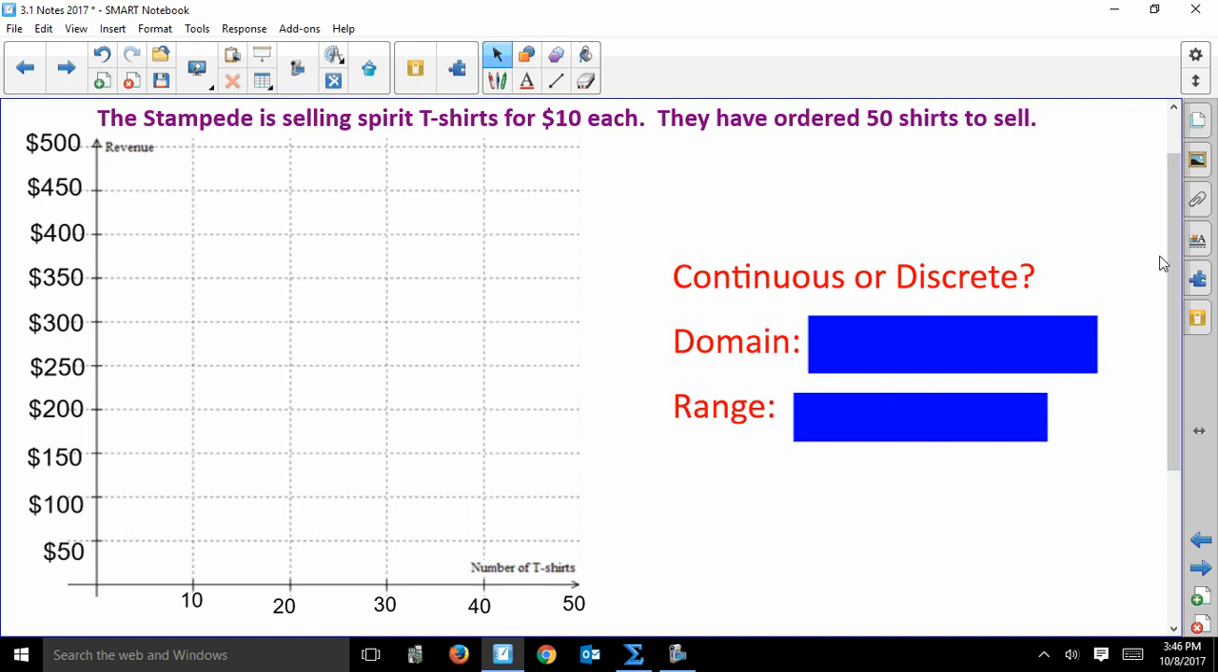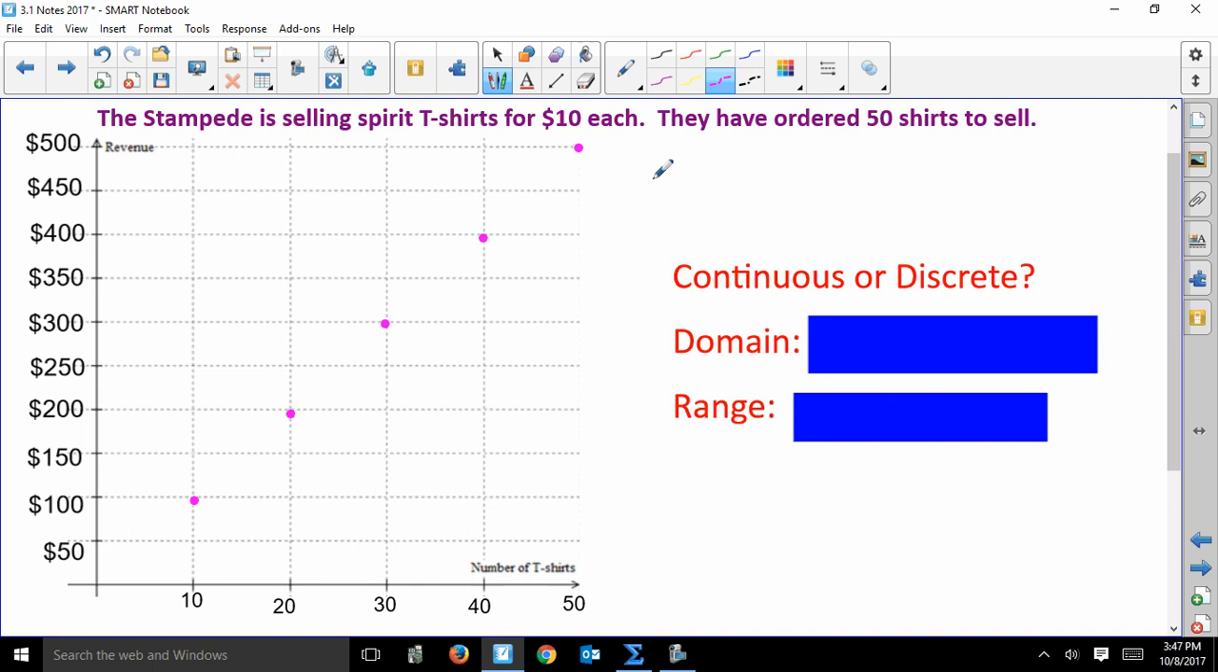Okay, so I am not going to plot every single point, but just like we did with the snowfall problem, I'm going to mark some points. So if I sell 10 t-shirts at $10 each, then I know that I will have sold $100 worth of shirts. If I sell 20 t-shirts at $10 each, I've brought in $200. 30 t-shirts brings in $300. 40 t-shirts brings in $400. And if I sell all 50 t-shirts, then I am at $500.